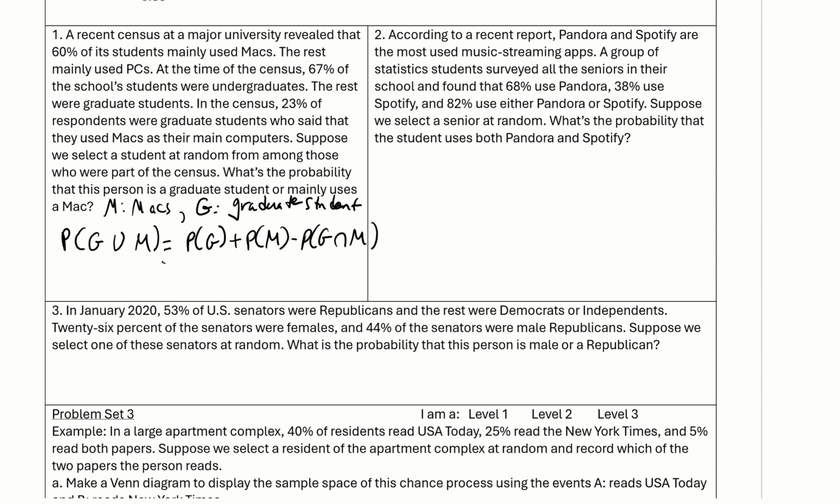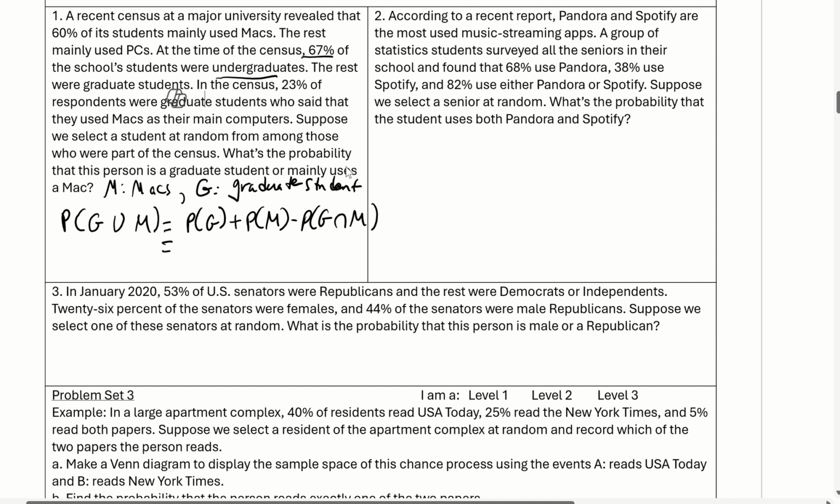Now, they say 67% of the students were undergraduates, which means that the graduates are 1 minus 67%. That means 33% were graduates. So we can plug that in here.